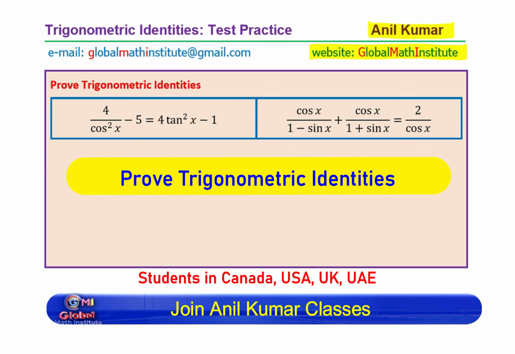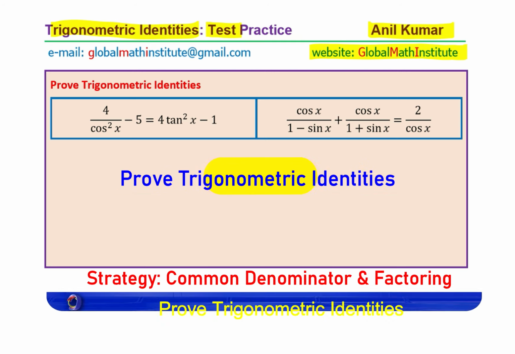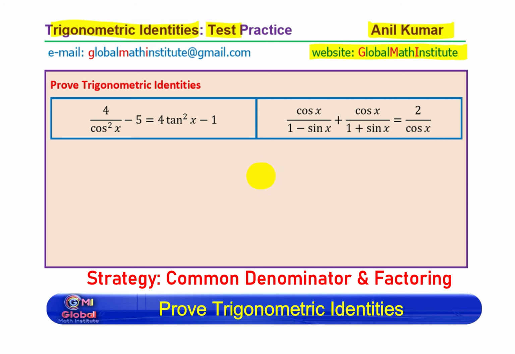In this video, we'll discuss two questions which are very popular in tests. These are based on trigonometric identities. We'll try to prove that 4 over cos square x minus 5 is equal to 4 tan square x minus 1, and cos x over 1 minus sin x plus cos x over 1 plus sin x equals 2 over cos x.